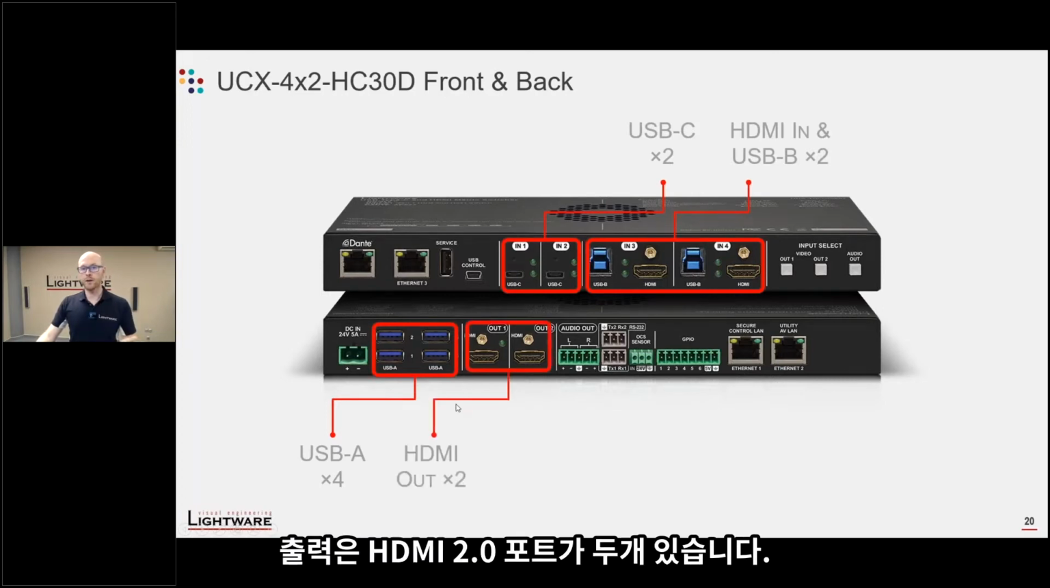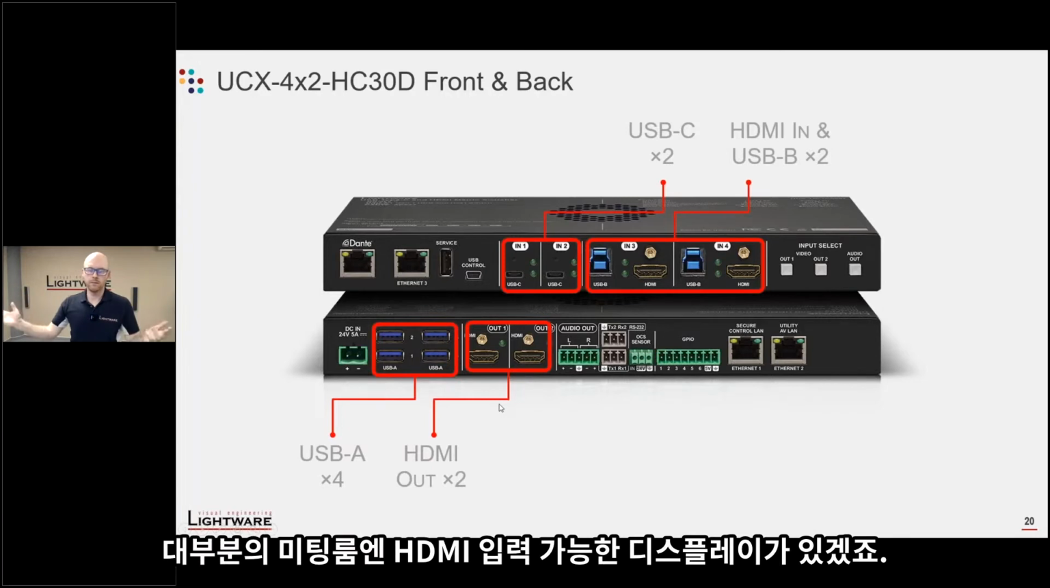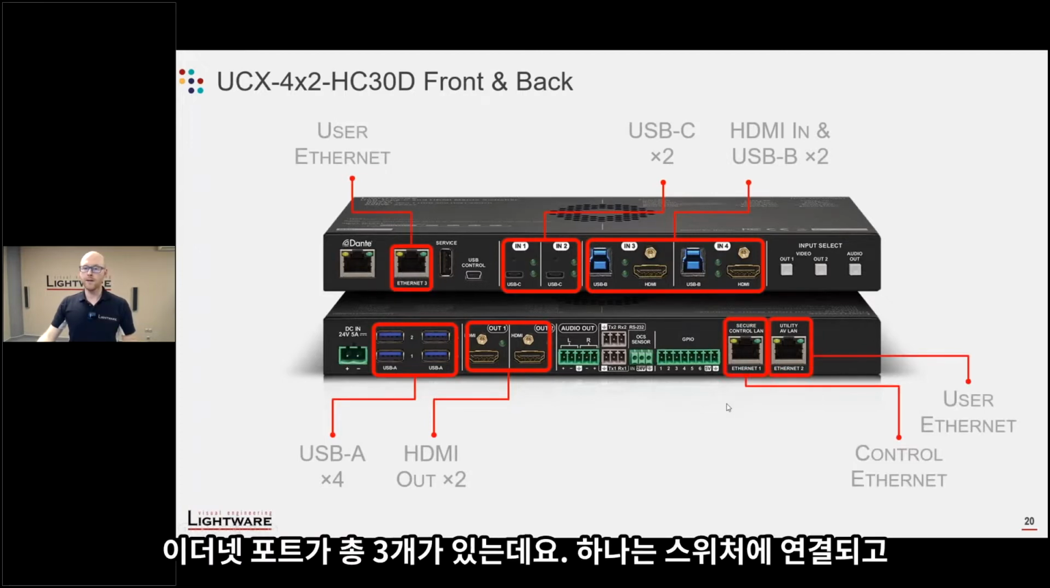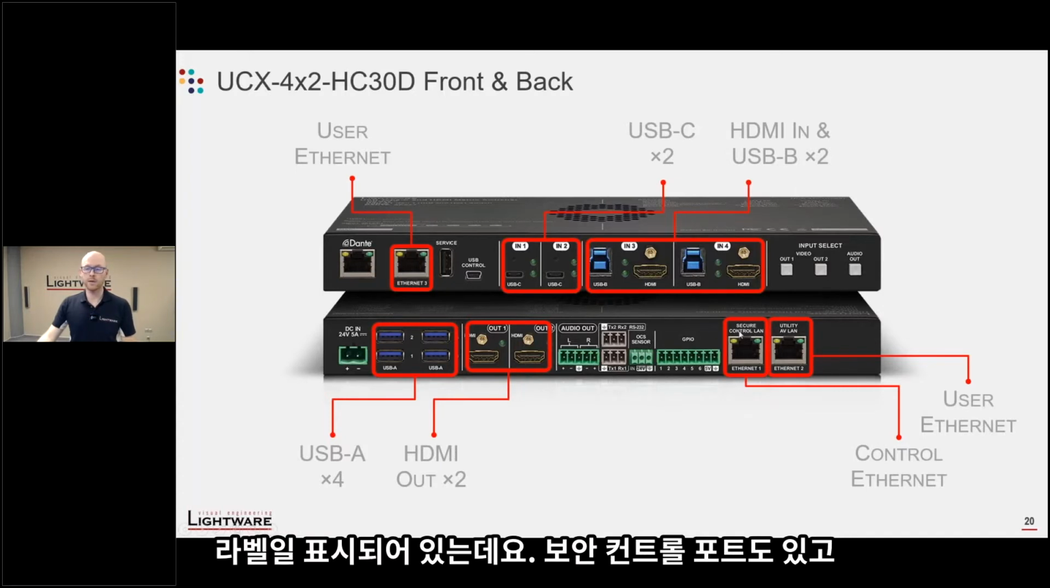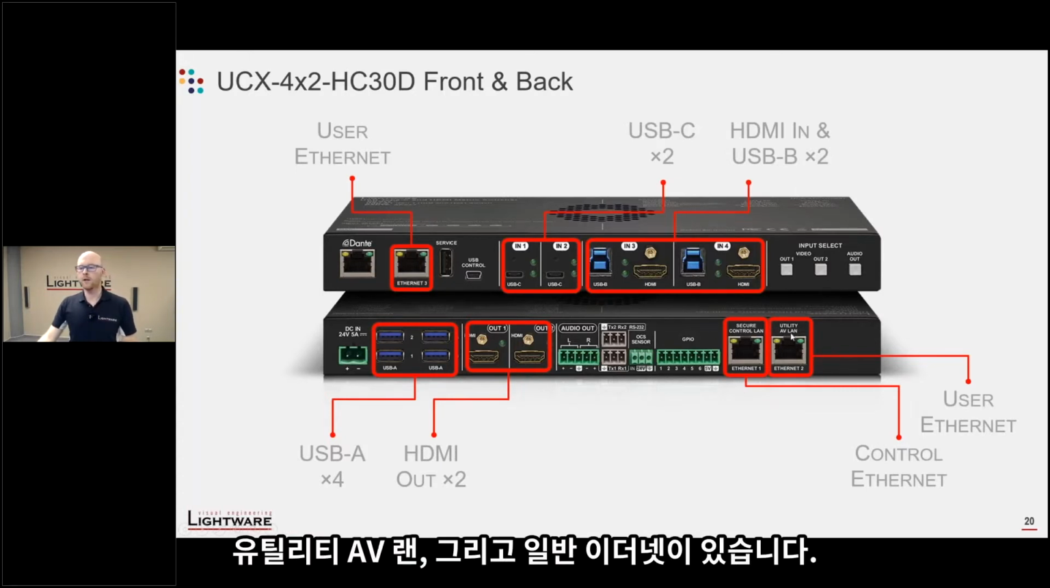The outputs are HDMI 2.0. The display devices in meeting rooms all have HDMI connectors, so that's fine. 3 Ethernet connectors, which are connected to an Ethernet switch at the moment. In the future, you might give dedicated roles to the different connectors, like you see by these labels: secure control LAN, utility VLAN or utility AVLAN, user Ethernet.